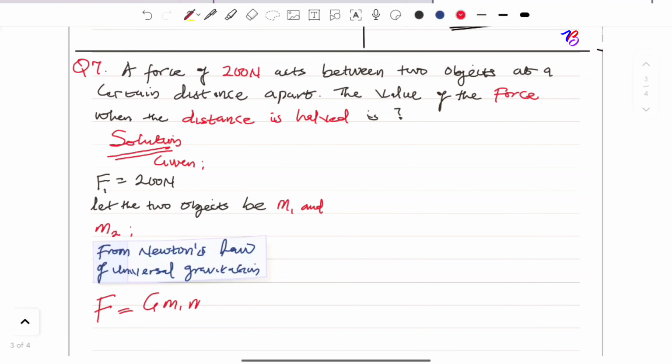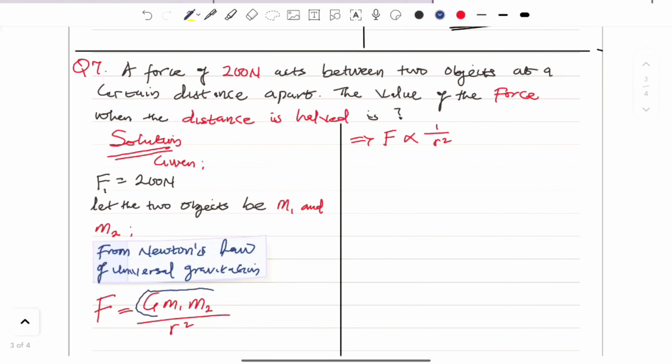G M1 M2 over R squared. I hope this is clear. This is from Newton's law of universal gravitation. Hence, looking at that formula, you see that F is inversely proportional to the square of their distance. Can you see that? Let's circle that. Yes, F is inversely proportional to the square of their distance apart. I hope this is clear to you.